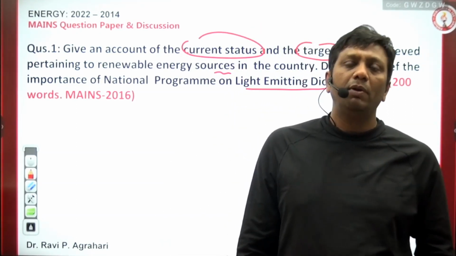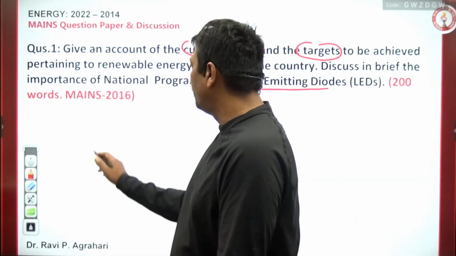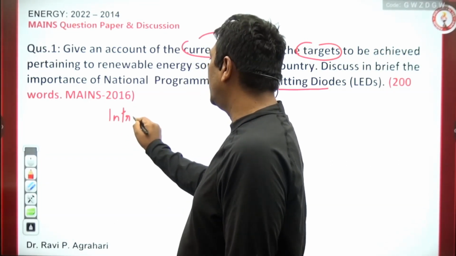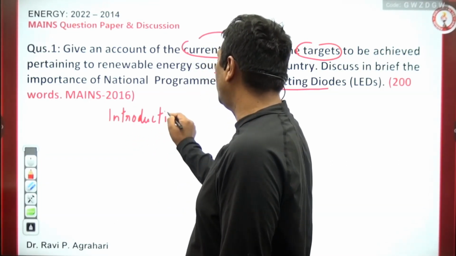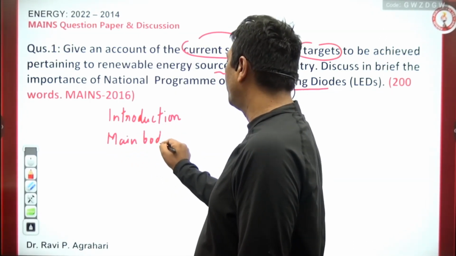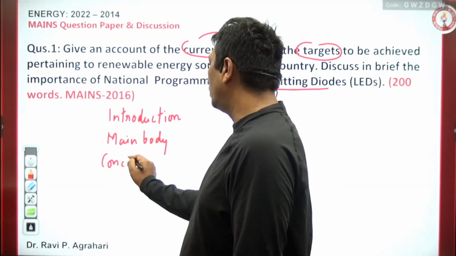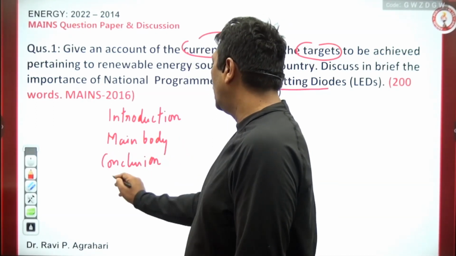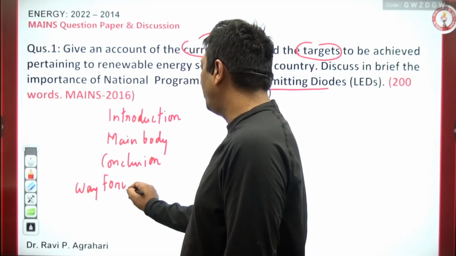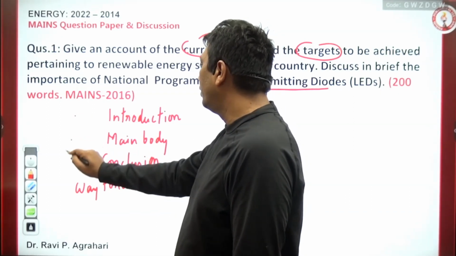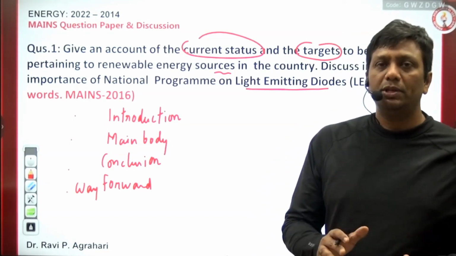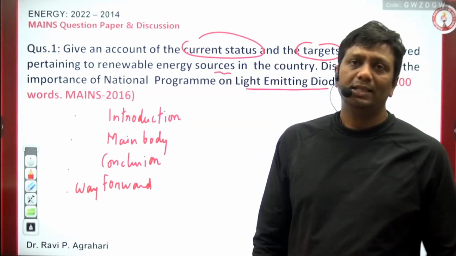I hope you remember that after the end of the first unit I told you the procedure you will adopt to write your mains answer. Again I will tell you, within your mains answer you must write 4 dimensions. The first dimension is the introduction part. The second dimension is the main body. The third part is the conclusion, and the fourth part is the way forward. So these are the 4 dimensions you must write in every answer if UPSC asks any question regarding science and technology.